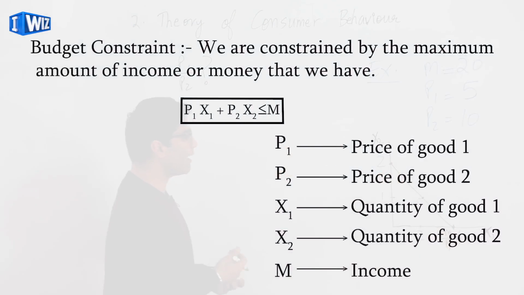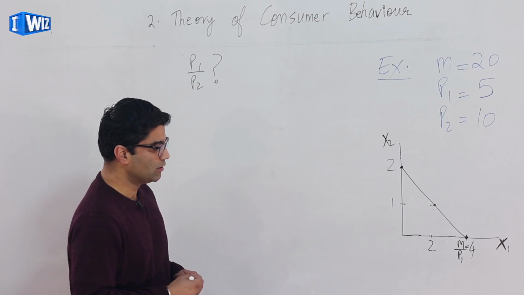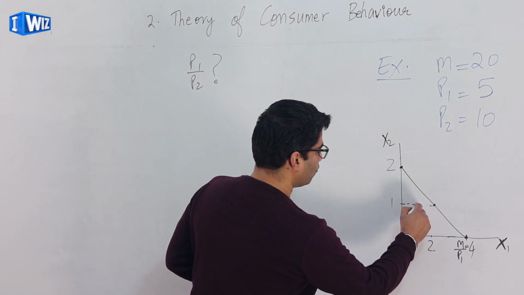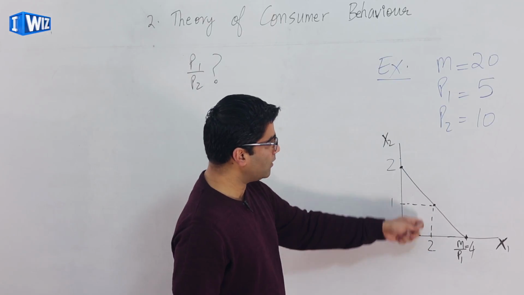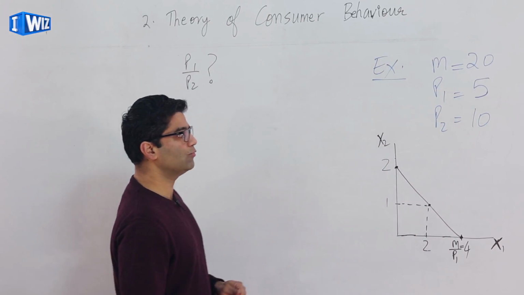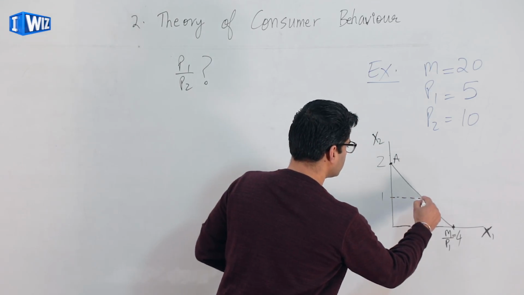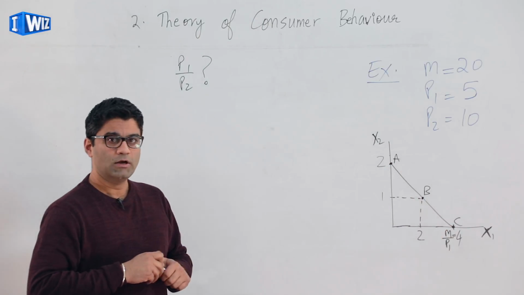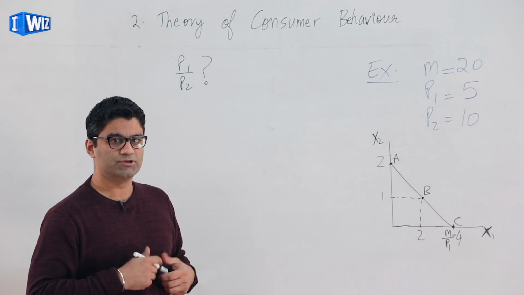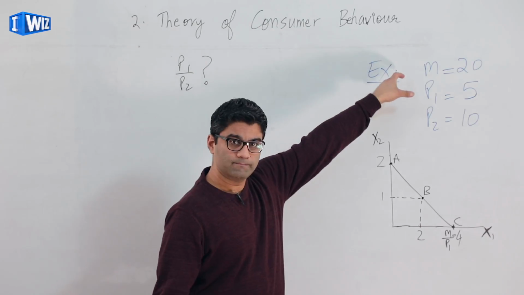And if you want to look at a combination where you consume some of both units, you can look at this option here where you consume 1 of good 2 costing you 10 and 2 of good 1 costing you 10 as well, leading up to a total income of 20. So every point on the budget constraint, A, B or C or any point in between, is efficient because you are using some combination of x1 and x2 and spending all your income.